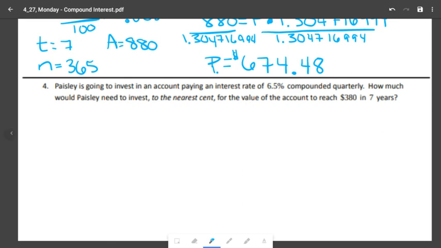Okay, last question, question 4. Paisley is going to invest in an account paying an interest rate of 6.5%, compounded quarterly. How much would Paisley need to invest to the nearest cent for the value of the account to reach $380 in 7 years? So again, the word compound. So here's my formula.